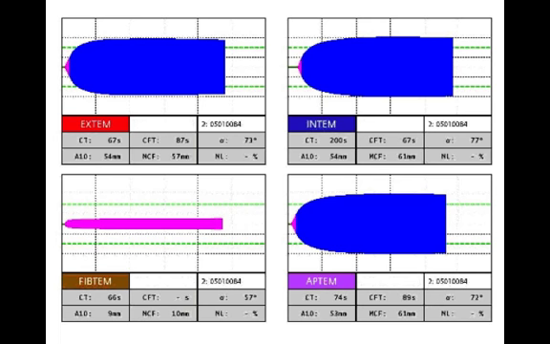And then lastly, in the lower right-hand corner, we have our APTEM. What this allows us to do is compare to see if there's any fibrinolysis going on.